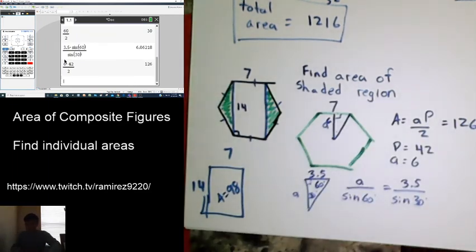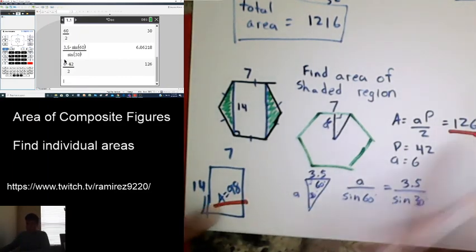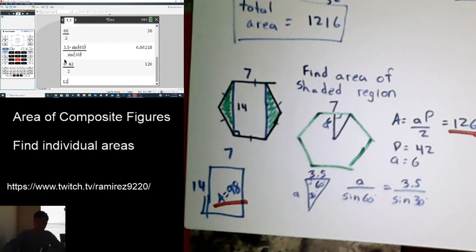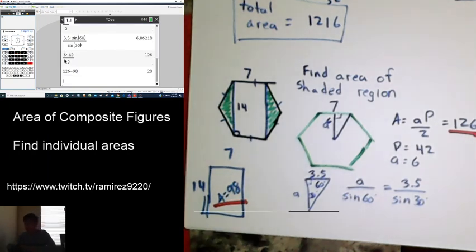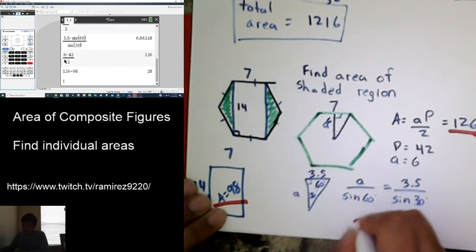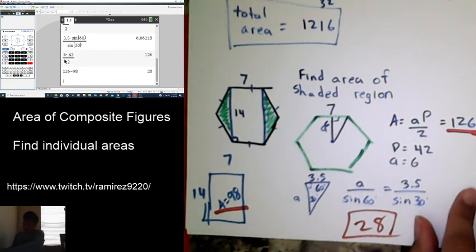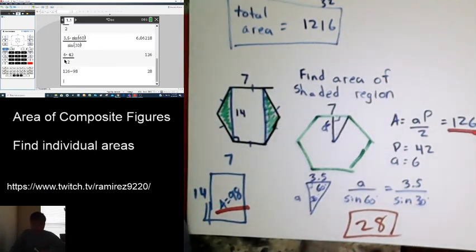And again, we're at that last part where they only want the shaded region, so I'm just going to subtract them. Minus 98. And so the area of only that shaded region, only the green section, is actually just 28. That's it. A little more complicated problem just because we had to find the area of the hexagon, but with practice you guys will be able to do those really fast.